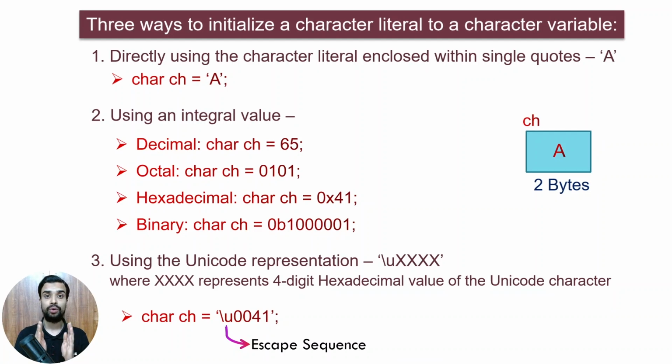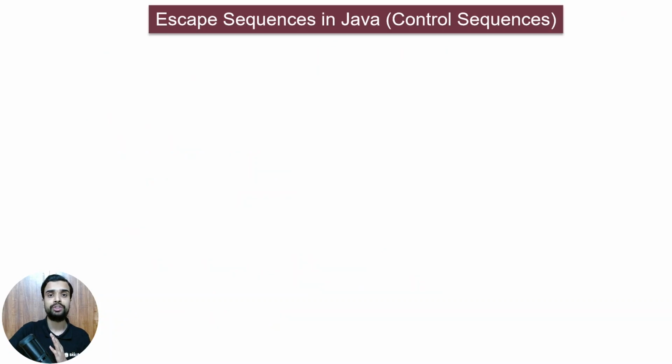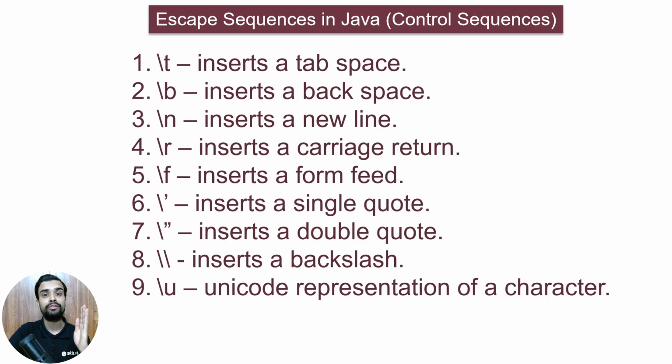Now, before I test your understanding on the char data type, just in case this escape sequence is bothering you and you are wondering how many such escape sequences we have in Java, please understand that these are the different escape sequences, or control sequences, that exist in Java. Basically, an escape sequence is nothing but a character that is preceded with a backslash, and when used within a Java program, it would signal a completely different meaning altogether to the Java compiler.